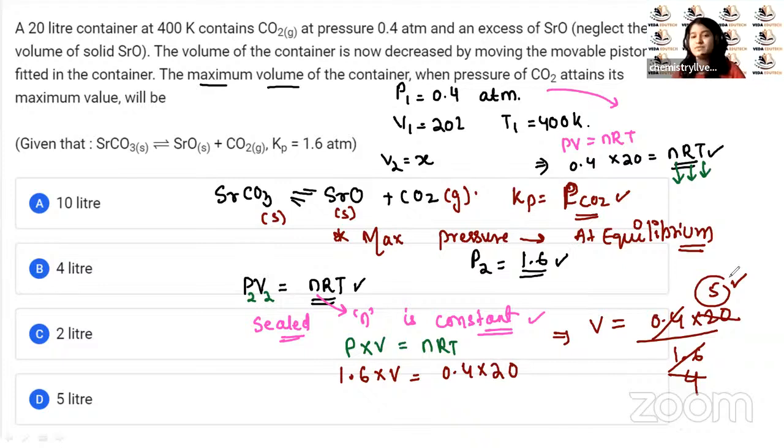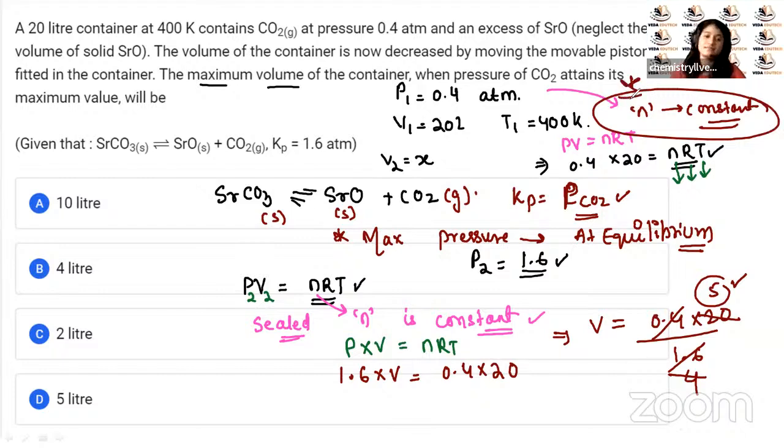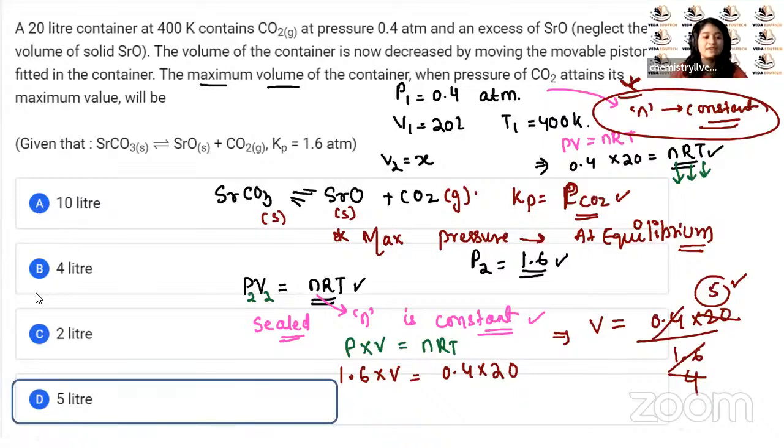So what was the key concept from here, children? Whenever the container is sealed, n is constant. The number of moles is constant. That you had to see. So your answer is 5 liters. And also the maximum pressure is at equilibrium. That's why Kp has the value of the pressure here, and also because the rest of the things, SrCO3 and SrO, are in solid state. That's why your pressure was equal to Kp, which was 1.6. Yes, good.